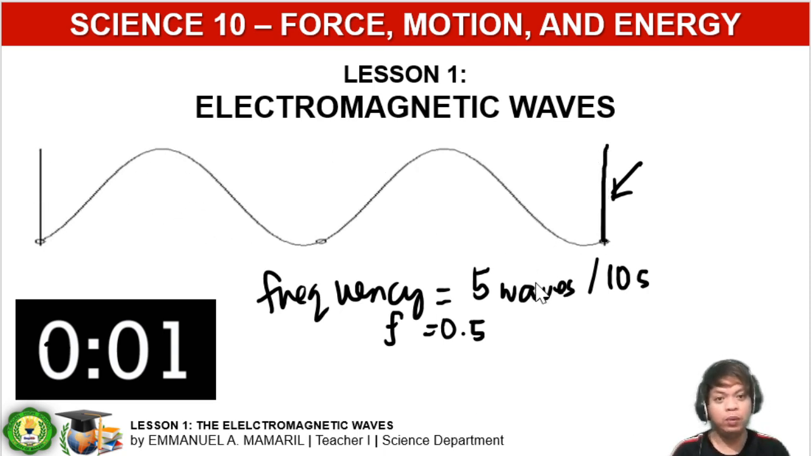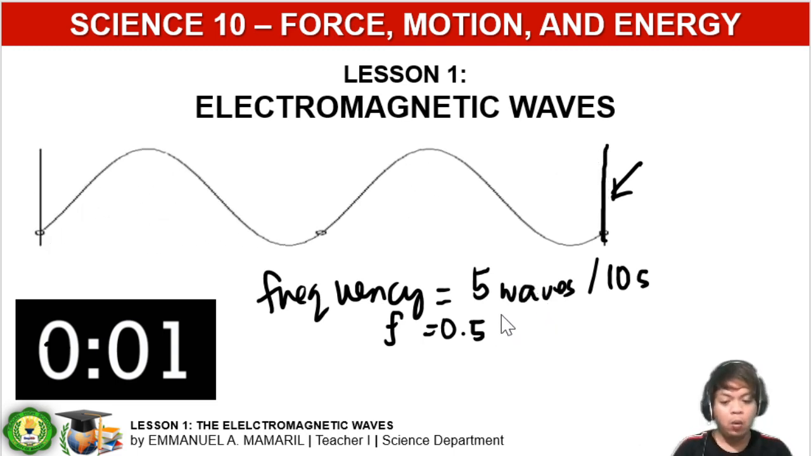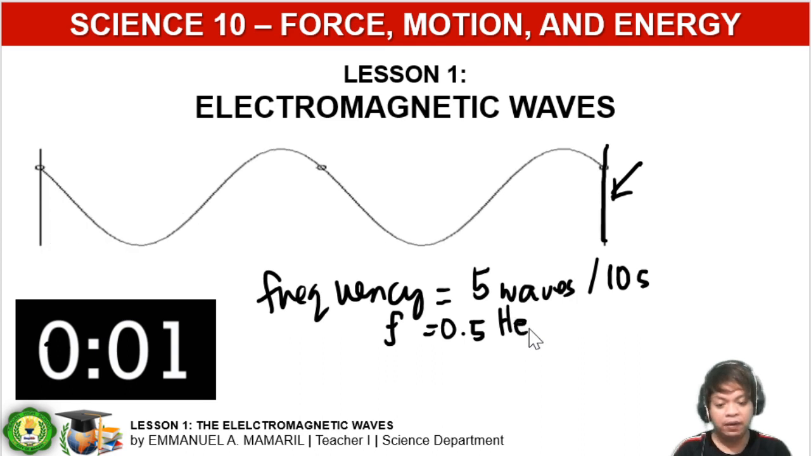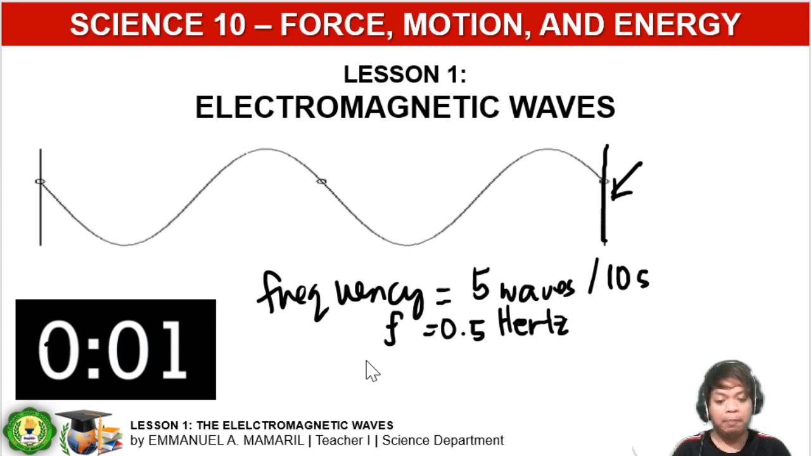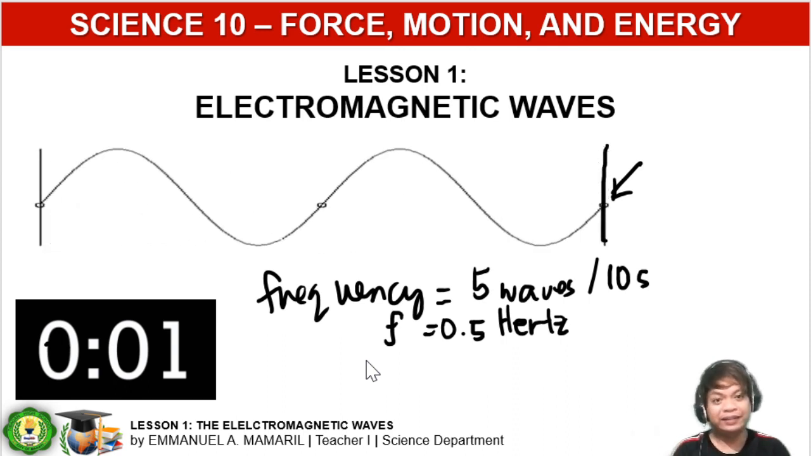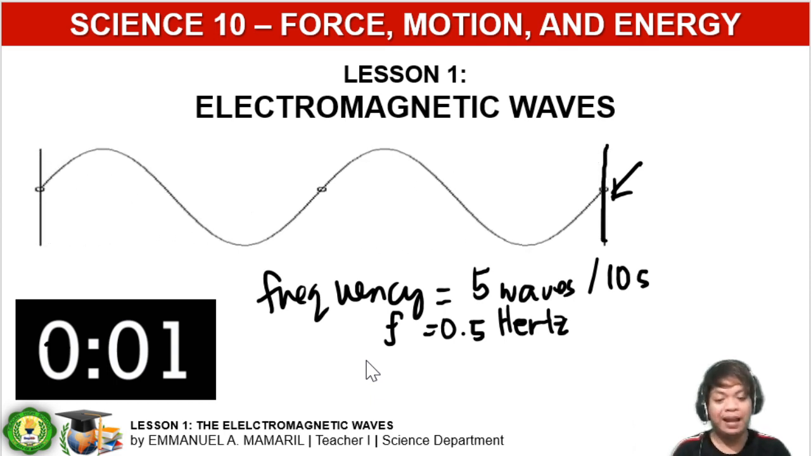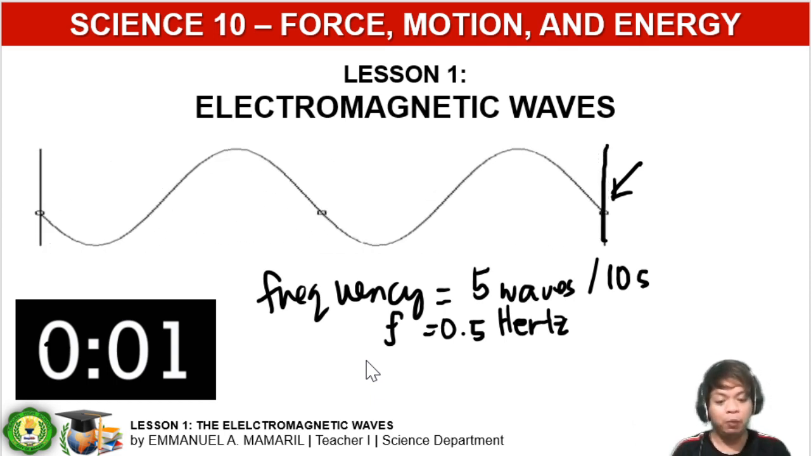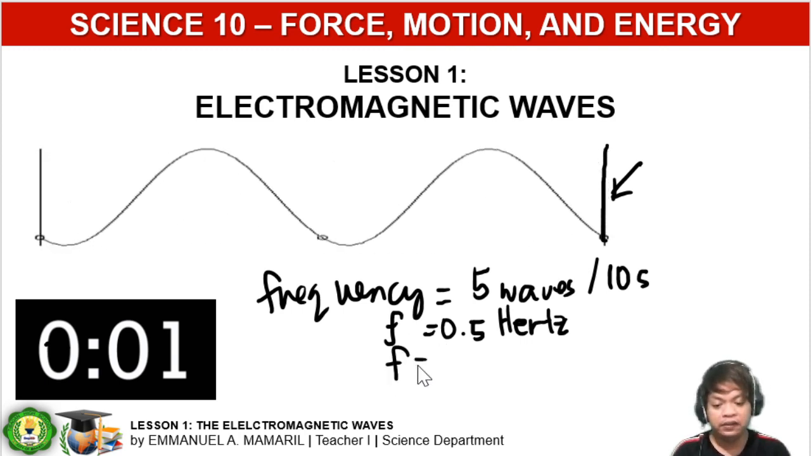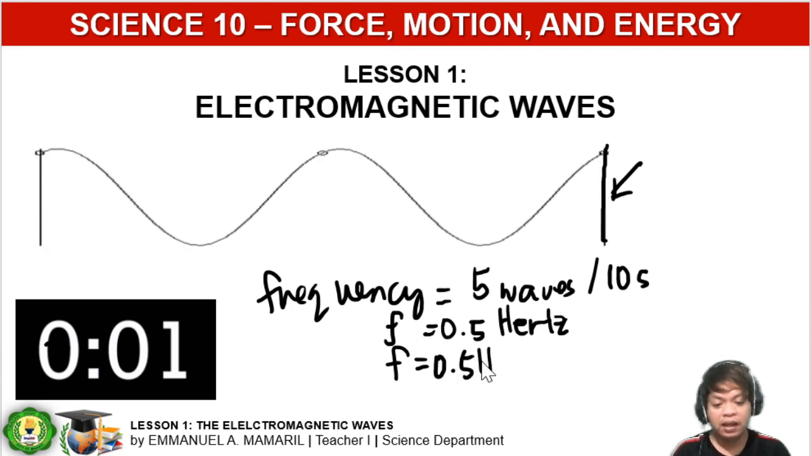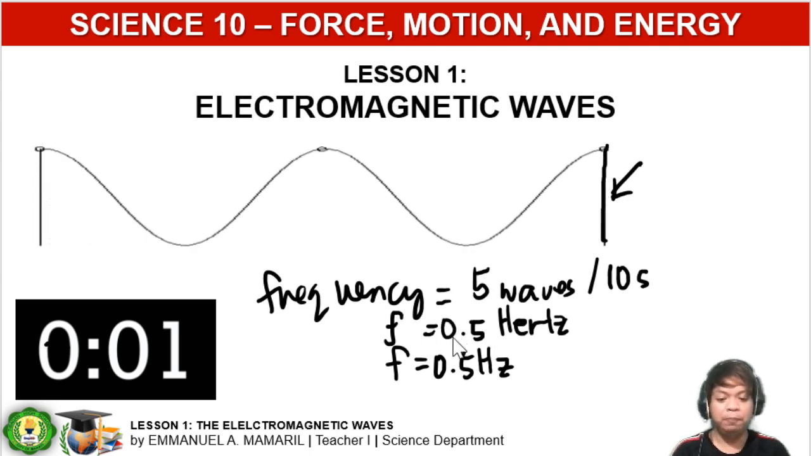So kung kanina sa wavelength we use meters, this time for frequency, imbes na waves per second, we can simply say 0.5 hertz. Okay? In honor of the scientist Hertz na napag-aralan nyo last lesson, one of those who contributed to the development of electromagnetic theory. So imbes na waves per second, we can simply say 0.5 hertz, or f is equal to 0.5 Hz. Para mas mabilis, no? Para mas maikli siya. So 0.5 hertz.